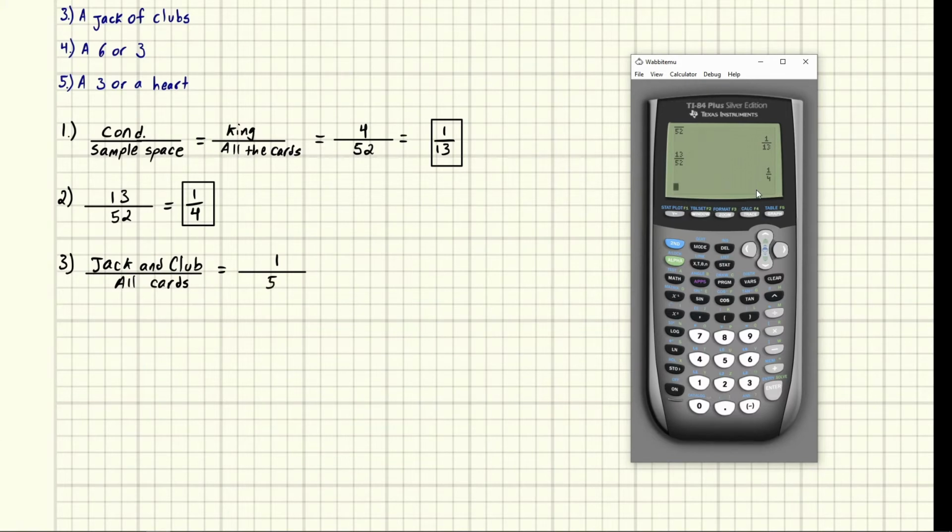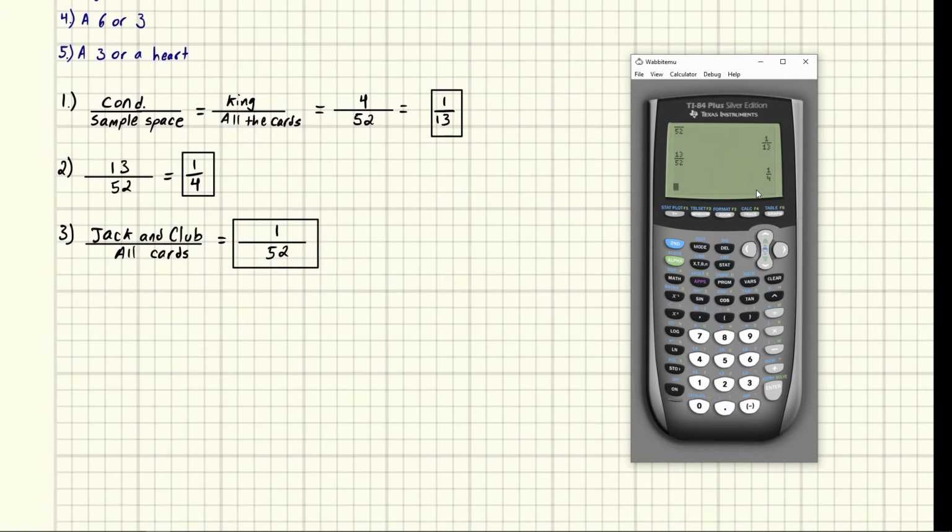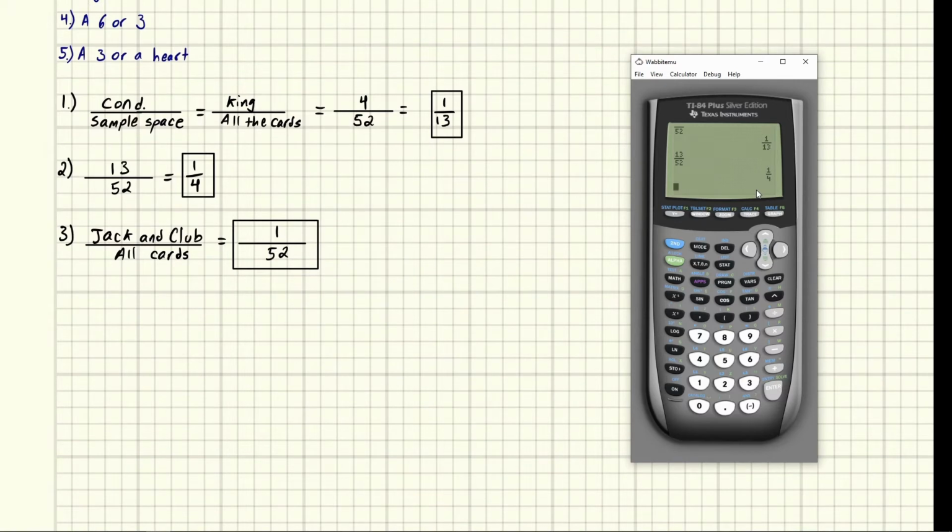And then there are 52 cards. And so that's just that. That doesn't reduce to anything. There you go. And then finally, for 4, we've got a 6 or a 3. So we say a 6 or a 3.